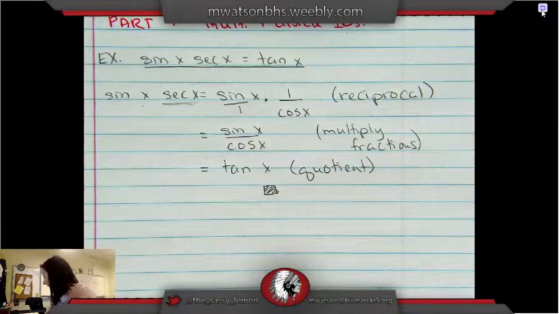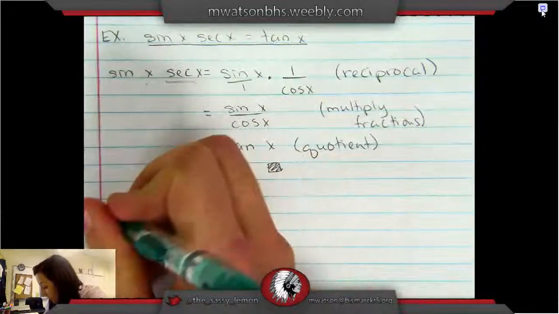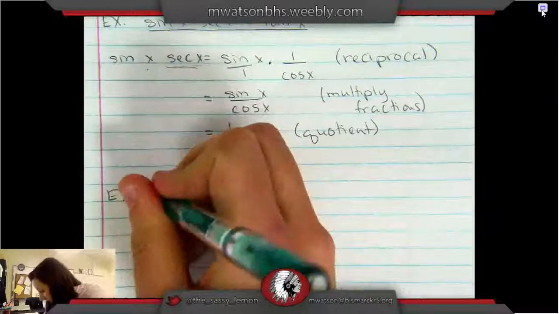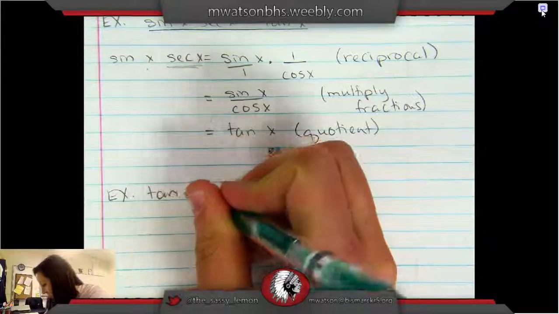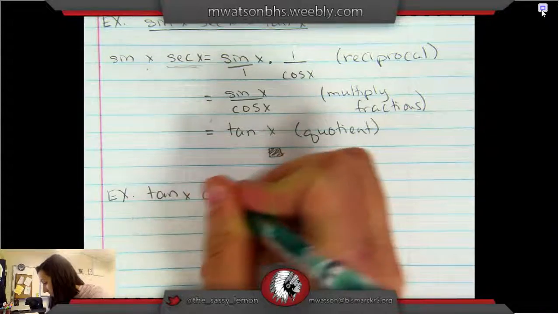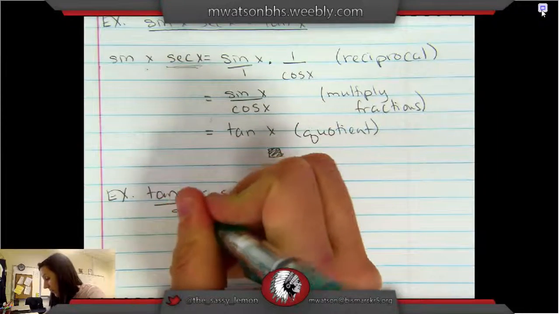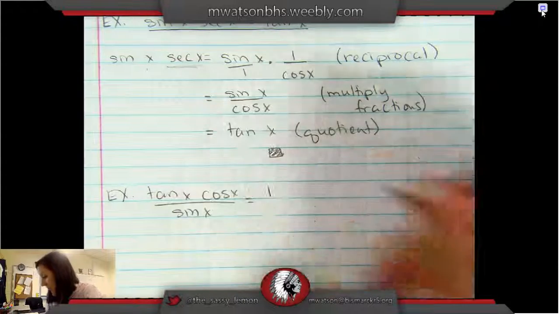Now let's try a division identity. So say we have tangent of x times cosine of x all over sine of x equal to 1.